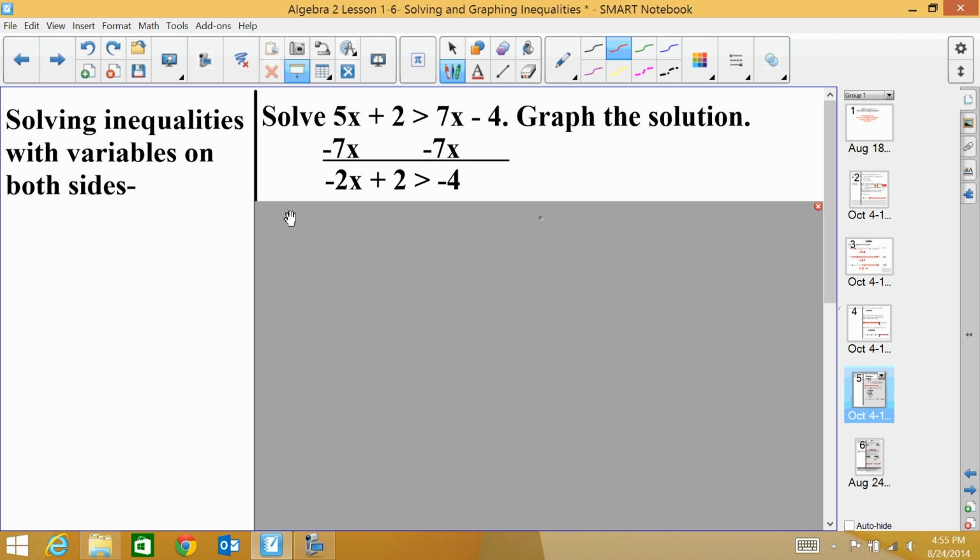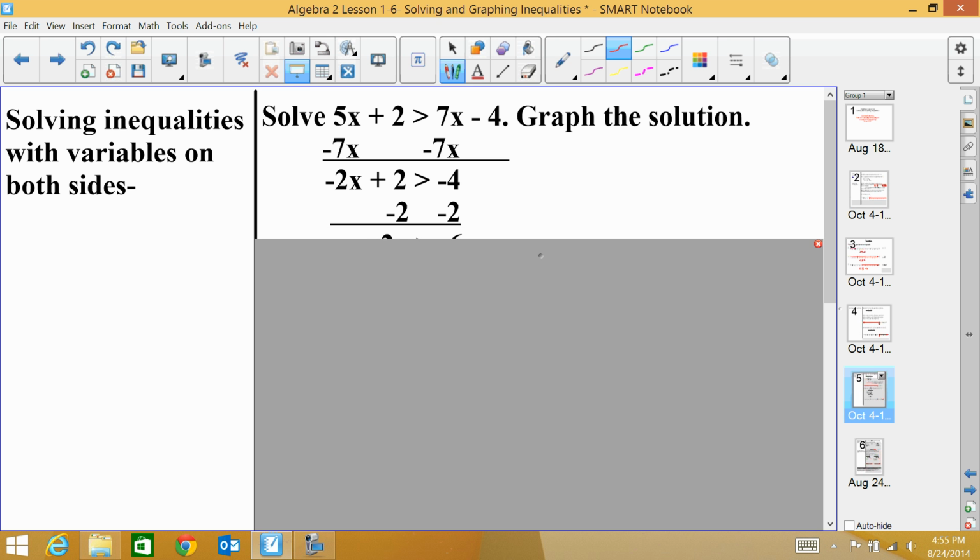Okay? Well, from here, we would solve it again like a normal equation. If we want to get x by itself, we have to cancel out this 2. So we would subtract 2 from both sides, and then we end up with negative 2x is greater than negative 6.